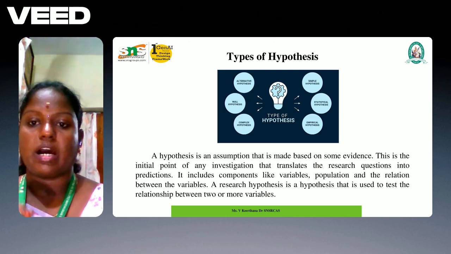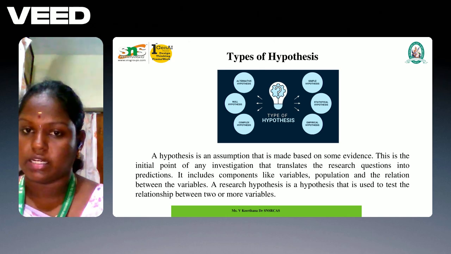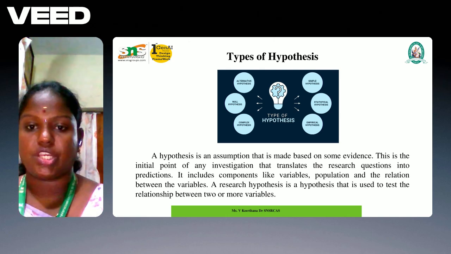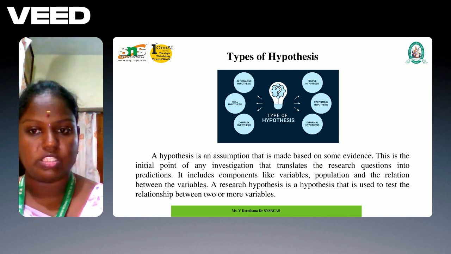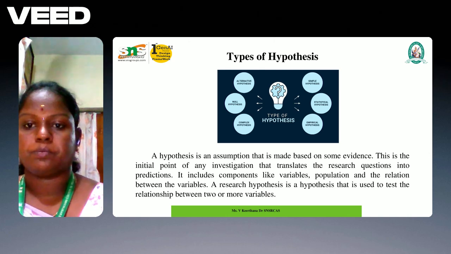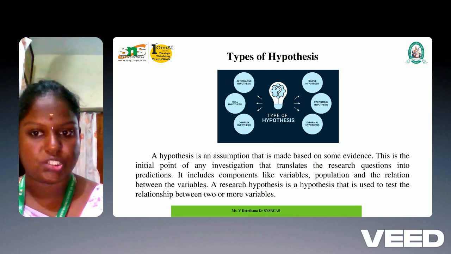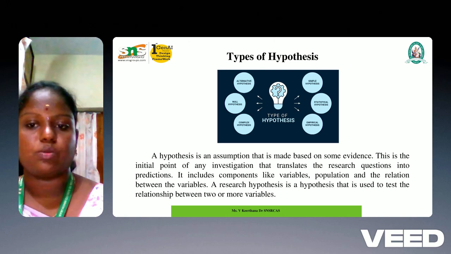The last one is the associative and causal hypothesis. The associative hypothesis occurs when a change in one variable results in a change in another variable, whereas the causal hypothesis proposes a cause and effect interaction between two or more variables. So these are the six hypotheses. One is simple, second is complex, third is directional, fourth is non-directional, fifth is null hypothesis, and sixth is associative and causal hypothesis.